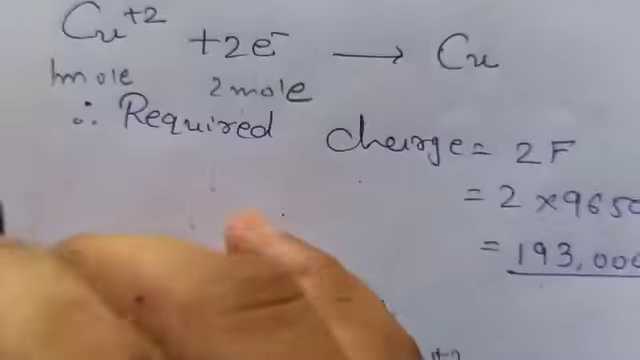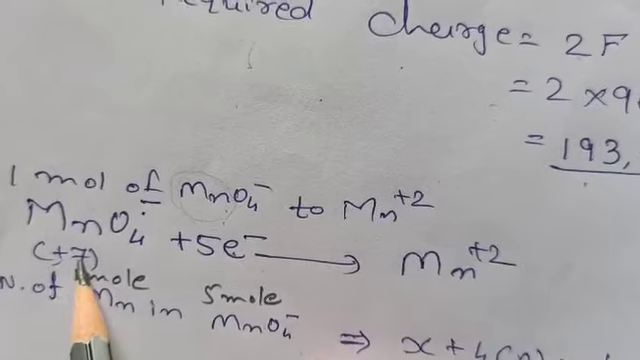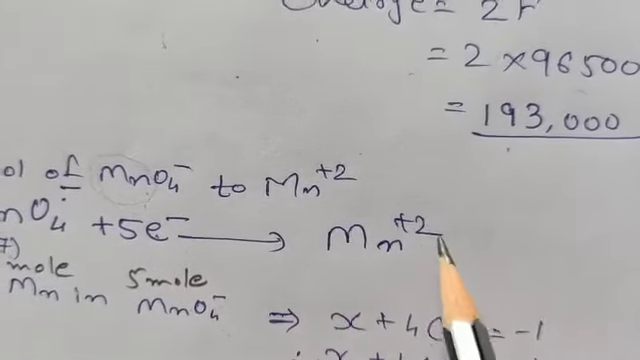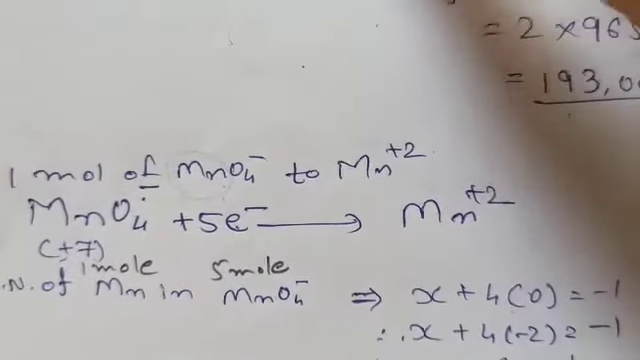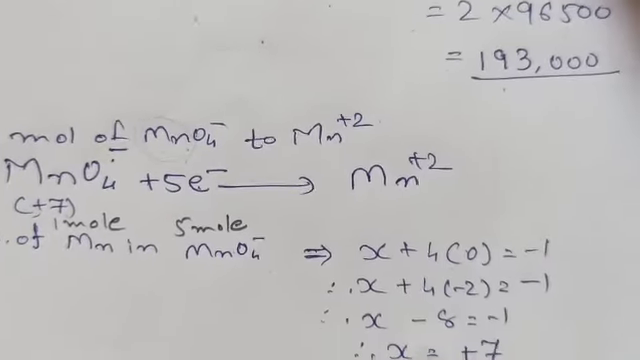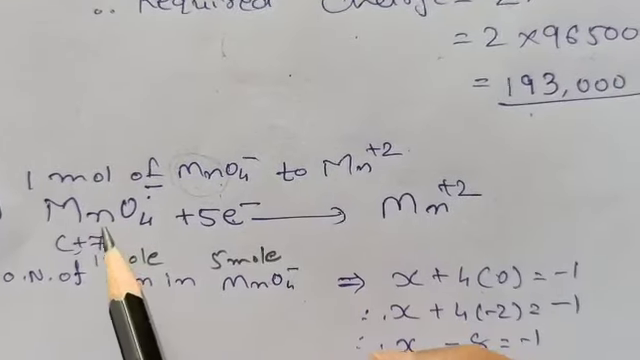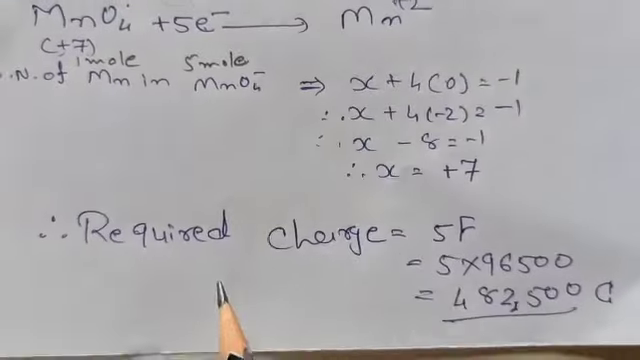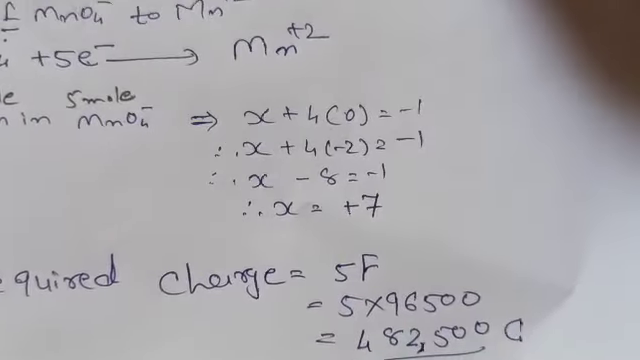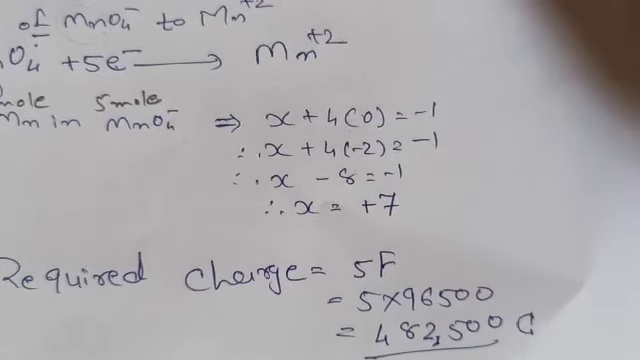plus 7, right? If in MnO4 minus the oxidation number of manganese is plus 7, it is converting into plus 2, means manganese accepts or gains 5 electrons, right? So we can say that 1 mole of manganese requires 5 moles of electrons, means the required charge is equal to 5 Faraday. Replace the value of Faraday and multiply by 5, you will get the answer.